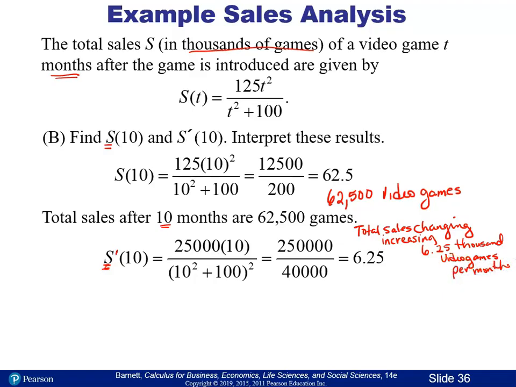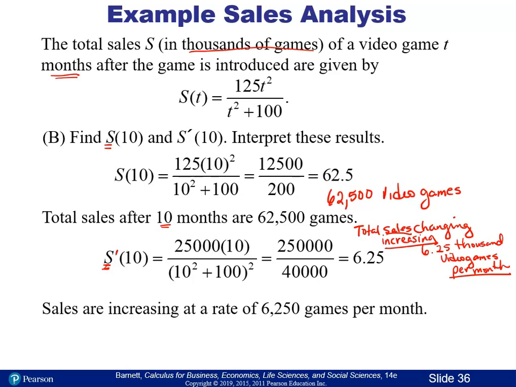Okay, and we're going to look at a more polished version of that. But the main things you need to be able to tell me is that it's the sales that are increasing, and it's a per month unit there. So sales are increasing at a rate of, and they just converted this to thousands, so 6,250 games per month.